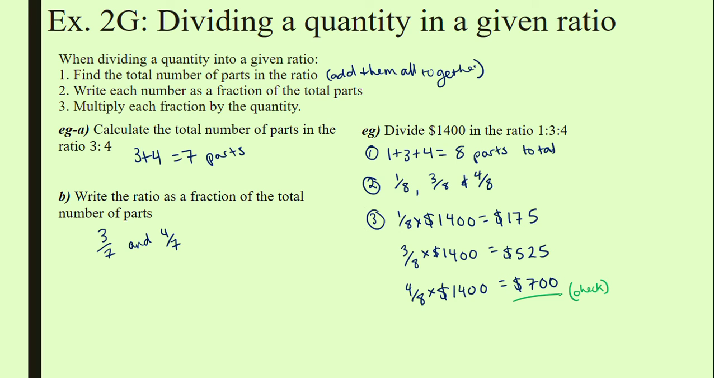So 5 plus 5 plus 0 is 10. 7 plus 2 plus 1 plus 0 is also 10. And then 1 plus 1 is 2, plus 5 is 7, plus 7 is 14. Beautiful. So we know that we've divvied things up correctly if these all add up back to the original number that they were supposed to.